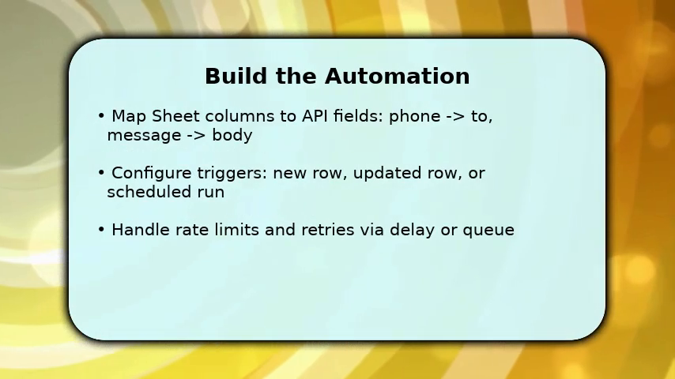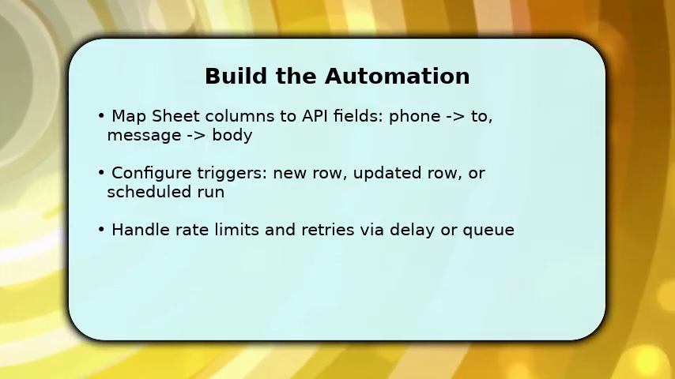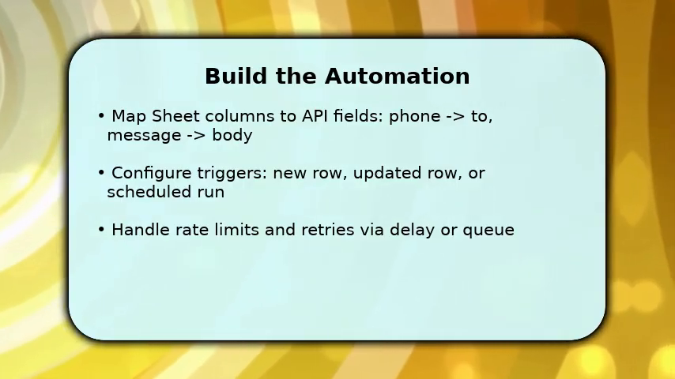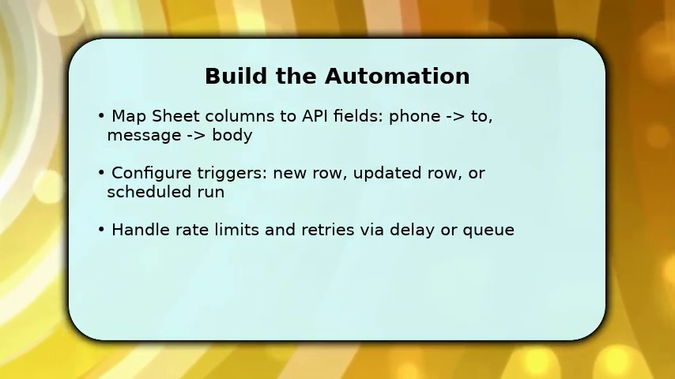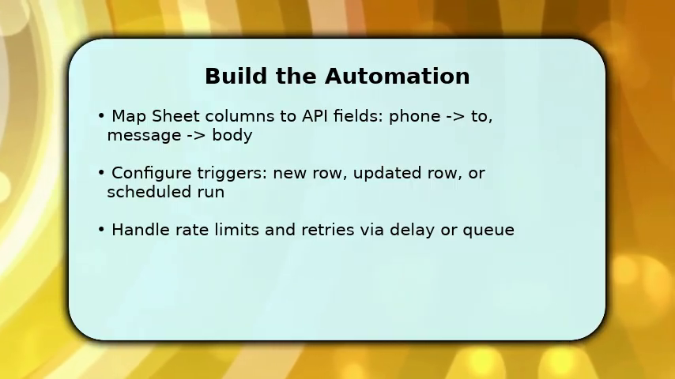Now construct the core workflow. Map your sheet columns to the WhatsApp API payload so phone becomes recipient and message becomes text content. If using Zapier or Make, choose trigger type, new row or scheduled for controlled sends. If using app script, write a function to read rows and post to the gateway.